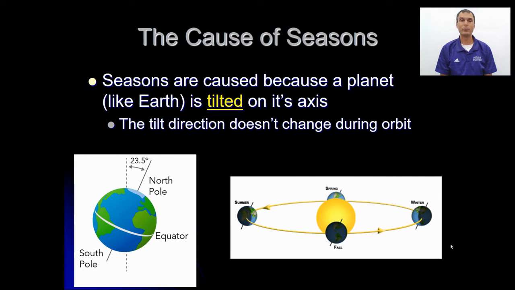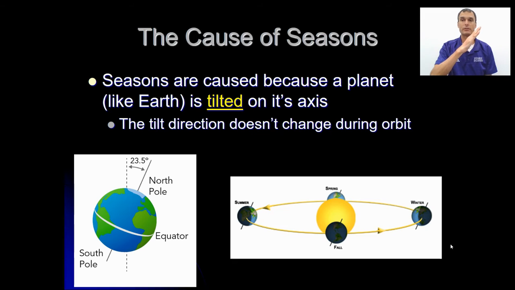Hi, class. We've been looking at the question, what causes seasons on Earth? And we've arrived at a conclusion after working through all of your materials and having our discussion. And here's where we're at. Seasons are caused because the Earth is tilted on its axis.